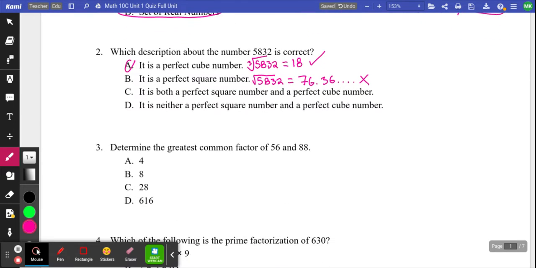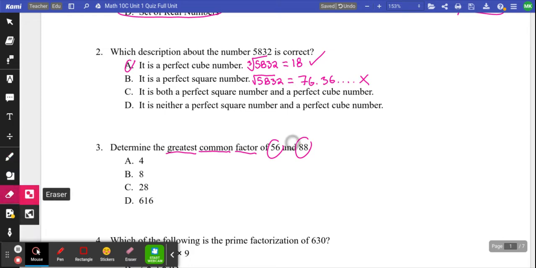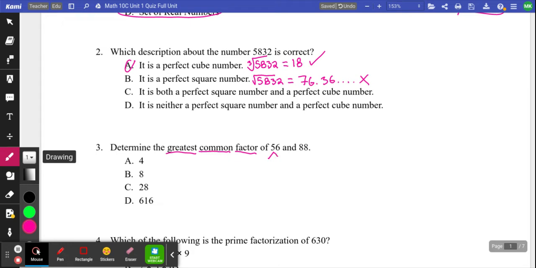Perfect. Number 3, determine the greatest common factor of 56 and 88. Greatest means biggest. Common means for both. And factor means can divide into. So you're looking for the biggest number that can divide into both 56 and 88. Now the proper way to do this is by using a tree, right? So remember we would do our little GCF trees or whatever. But since it's multiple choice, we could actually just test these answers and see which is the biggest one of these that divides into those two numbers.